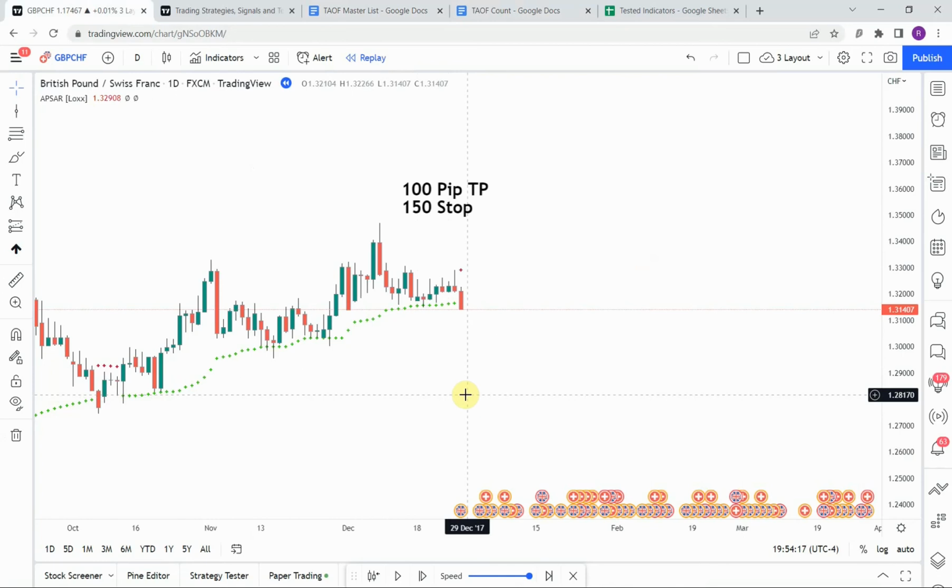Today we will be testing the adaptive parabolic SAR.